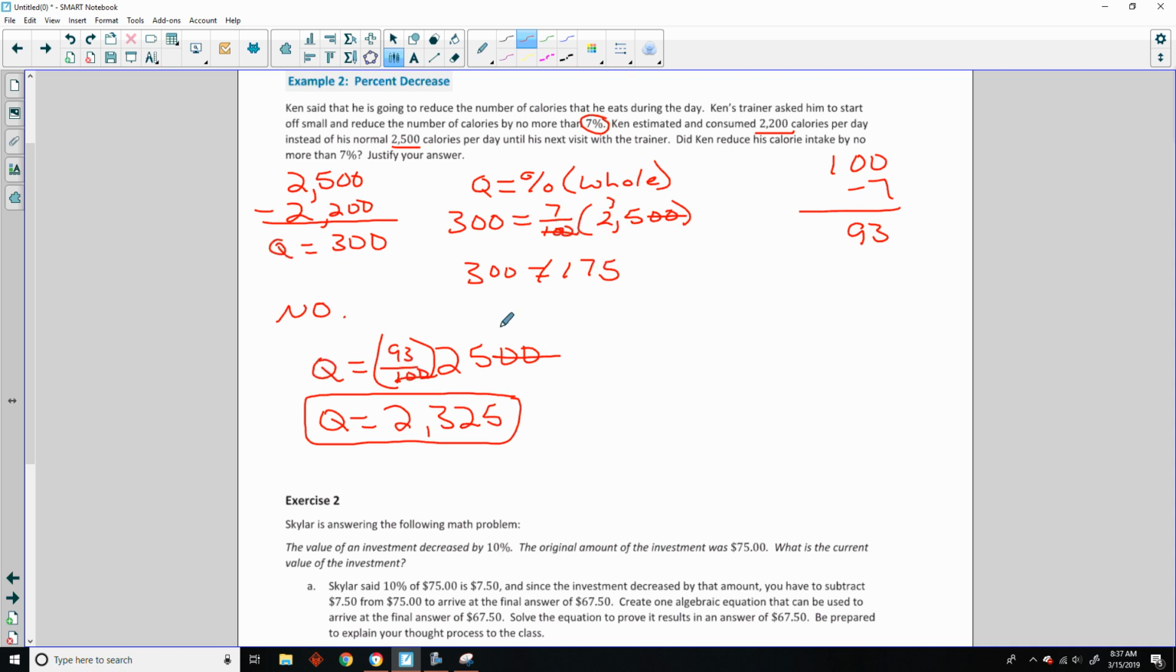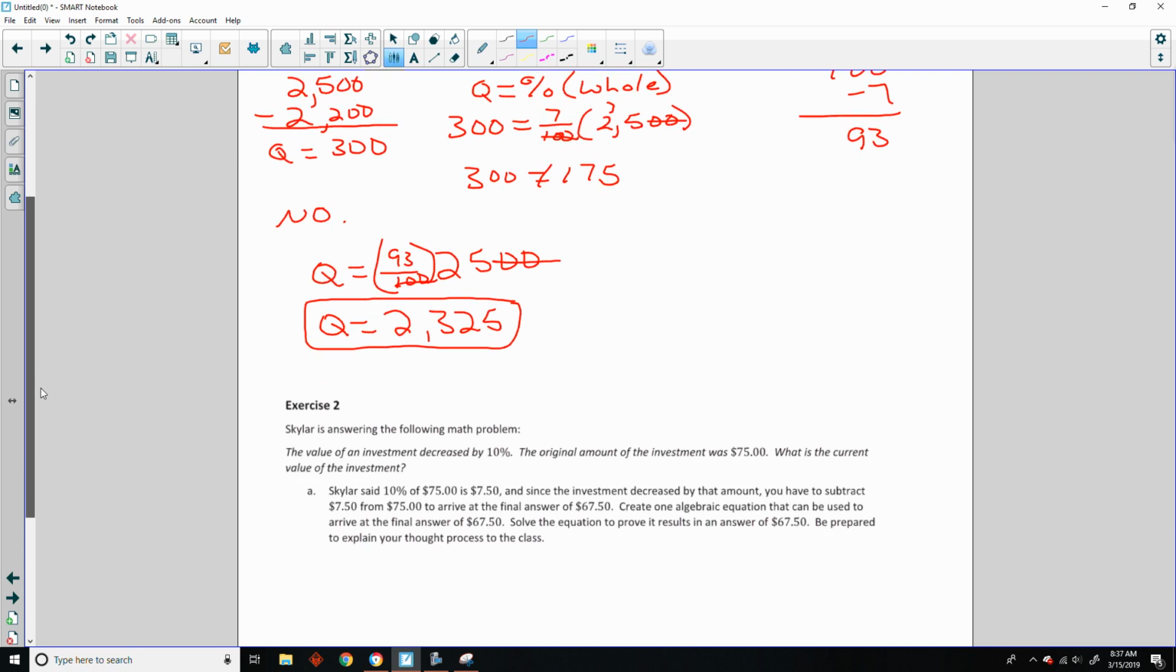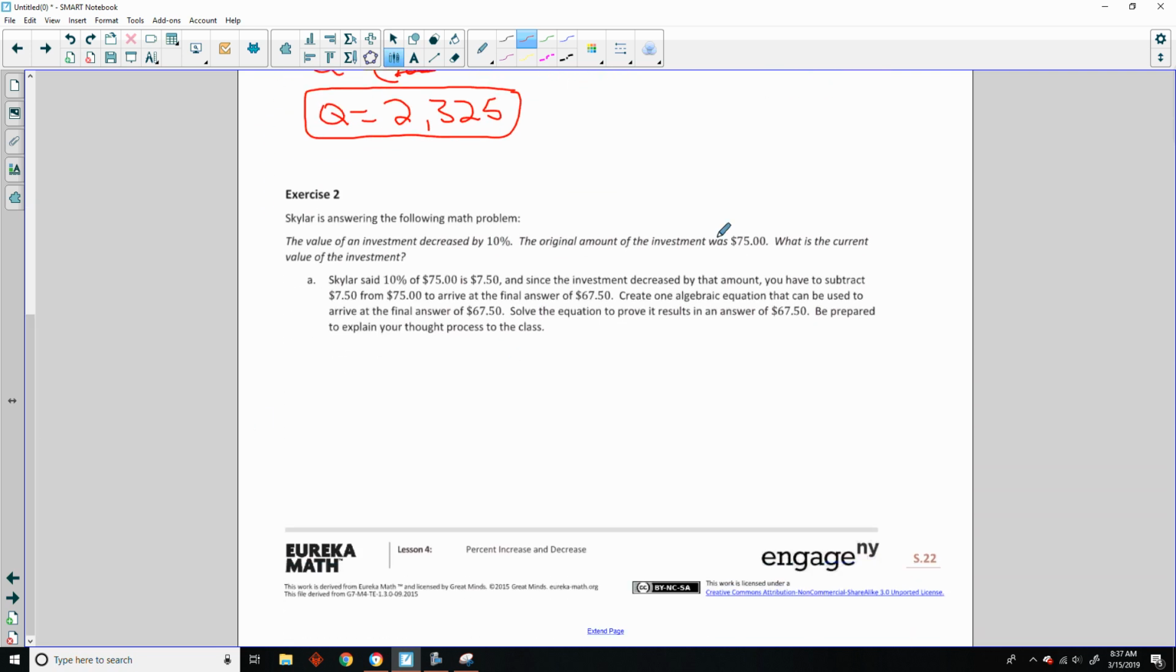And then the other way we could have done this was 2,500 minus this 175. They should be equal. He reduced his to 2,200. So he's not eating enough. He's losing 125 calories he should be consuming.